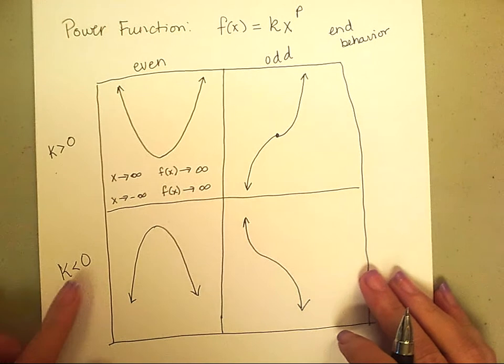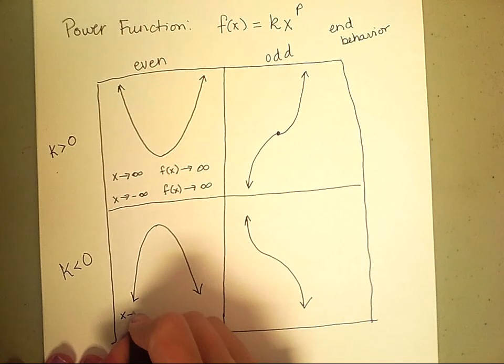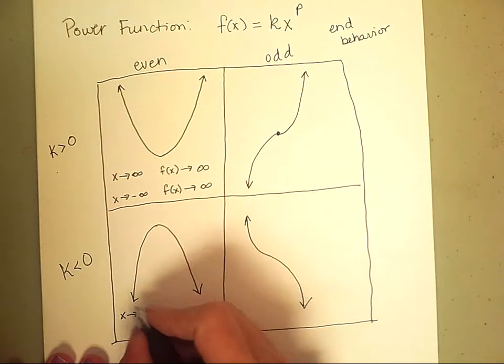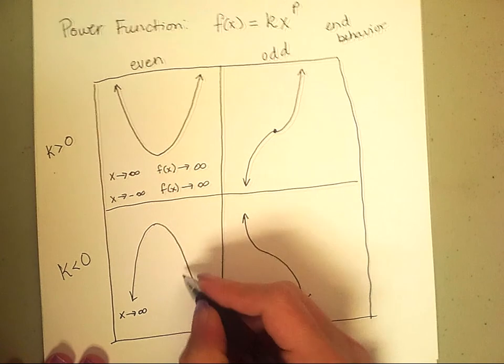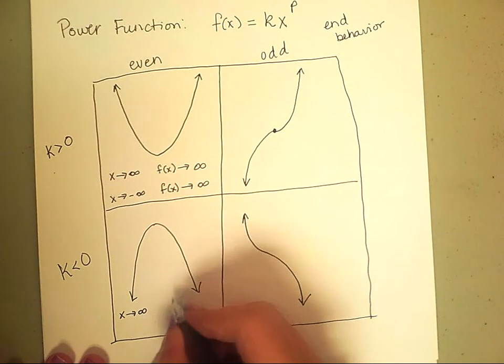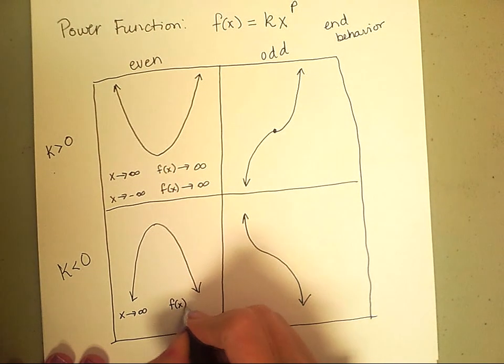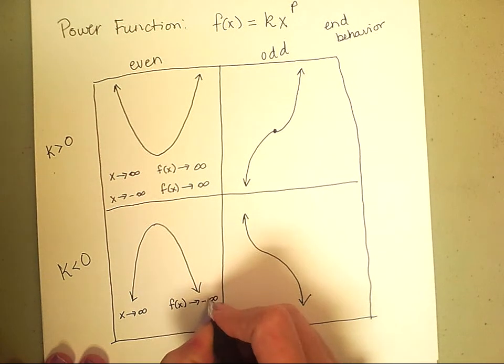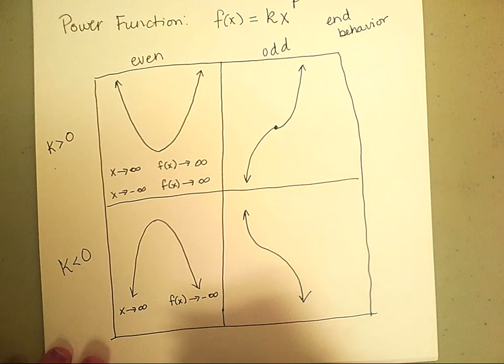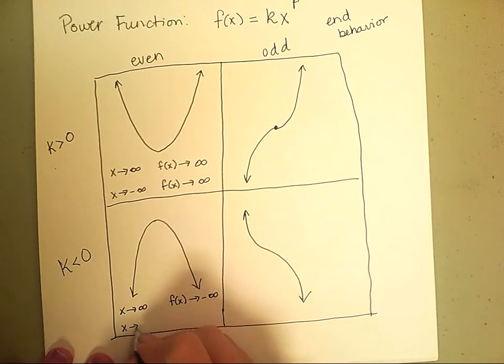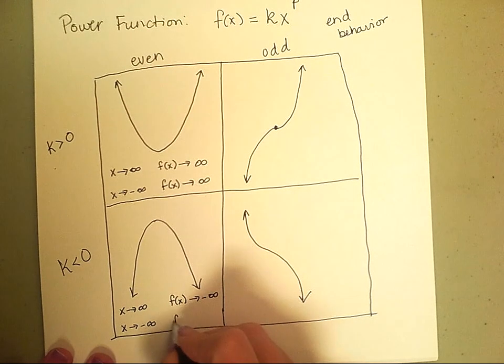Now, if the constant's less than 0, we get the concave down. So as x goes to positive infinity, in this direction, the function's taking off not to positive infinity, but to negative infinity. And the same is happening as x goes to negative infinity.